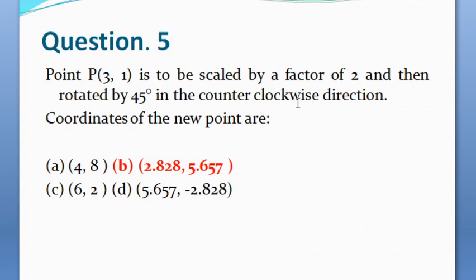The next question, fifth question. Here the point P (3, 1) is to be scaled by a factor of 2 and then rotated by 45 degrees in the counterclockwise direction. The coordinates of the new point are, there are 4 options given. Scaling with a factor of 2, a scaling factor more than 1, is an enlarging factor. The object is increased and then rotated by 45 degrees in the counterclockwise direction.